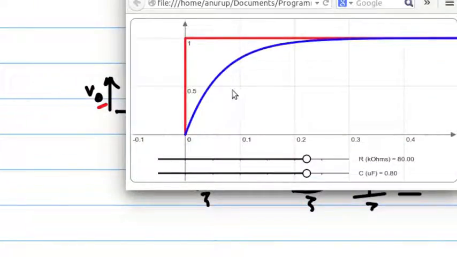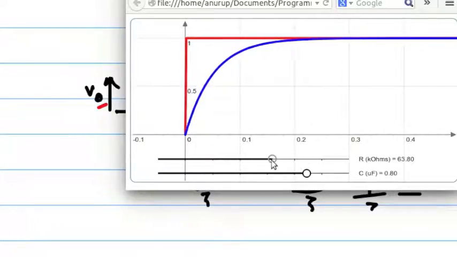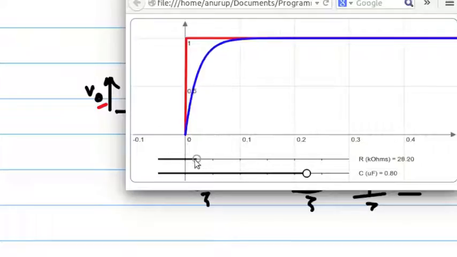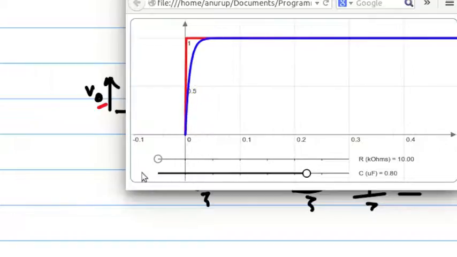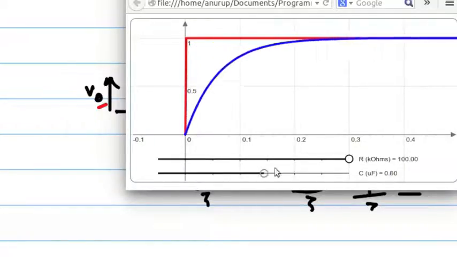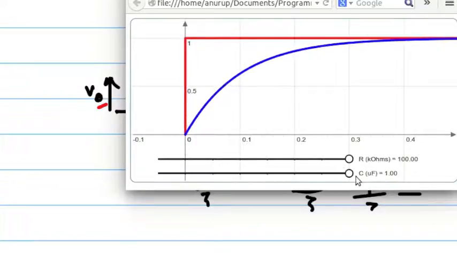The red waveform here denotes the input, the blue the output, and we have some sliders to allow us to change the value of R and C in real time. Decreasing the value of R makes the blue waveform, that is the output, respond in lesser time, that is, reach its final value faster. Increasing R makes the circuit take more time in responding. Decreasing C exhibits exactly the same behavior as decreasing R. It should become evident by now that increasing either R or C would make the circuit slower in responding.